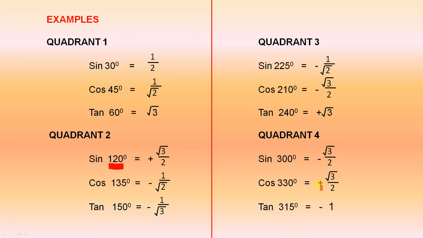Remember, it's positive because cos is positive in the fourth quadrant. And finally, tan of 315 is the same as minus tan 45, because that's 45 degrees short of the 360 degree line, and the answer is minus 1 because tan is negative in the fourth quadrant.